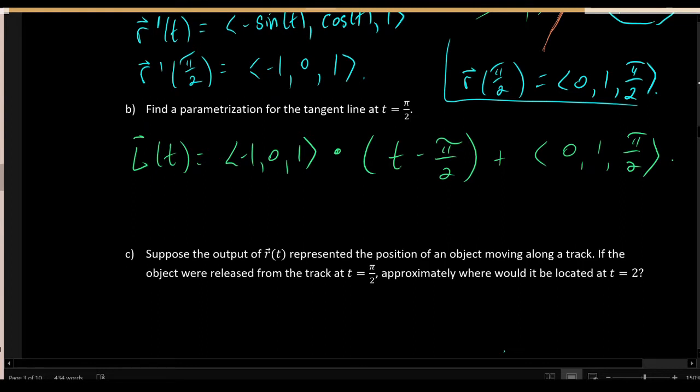In part C, we get to see the advantage of taking the effort to make sure that our definition of time is consistent in all areas of the problem. Suppose that the output of r of t represented the position of an object moving along a track, and suddenly something happens that causes that object to be released from the track. Once it's released from its track, it flies, at least for a short time, in a straight line. So if it's released from the track after about 1.5 seconds, where is the object, roughly speaking, at 2 seconds? Roughly speaking, half a second after launch.